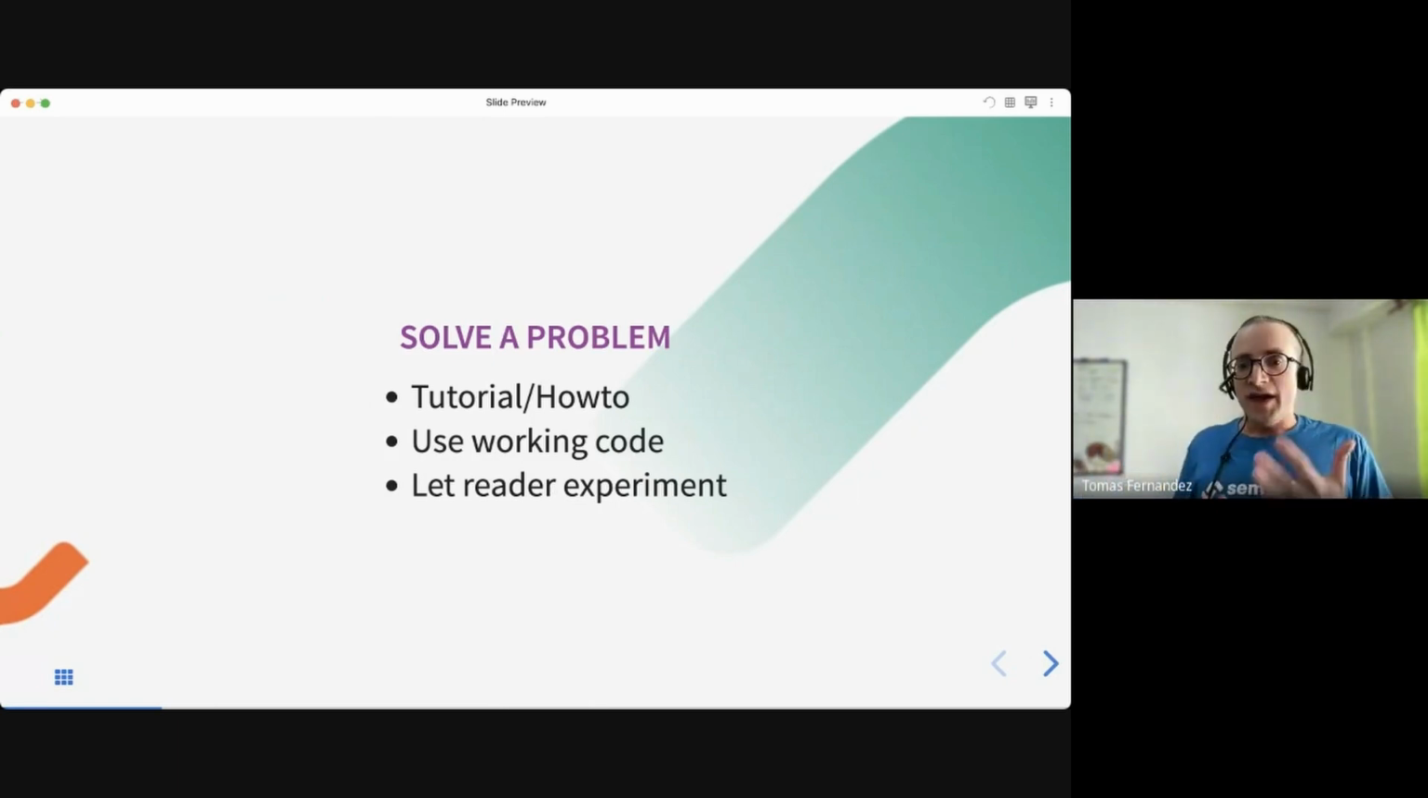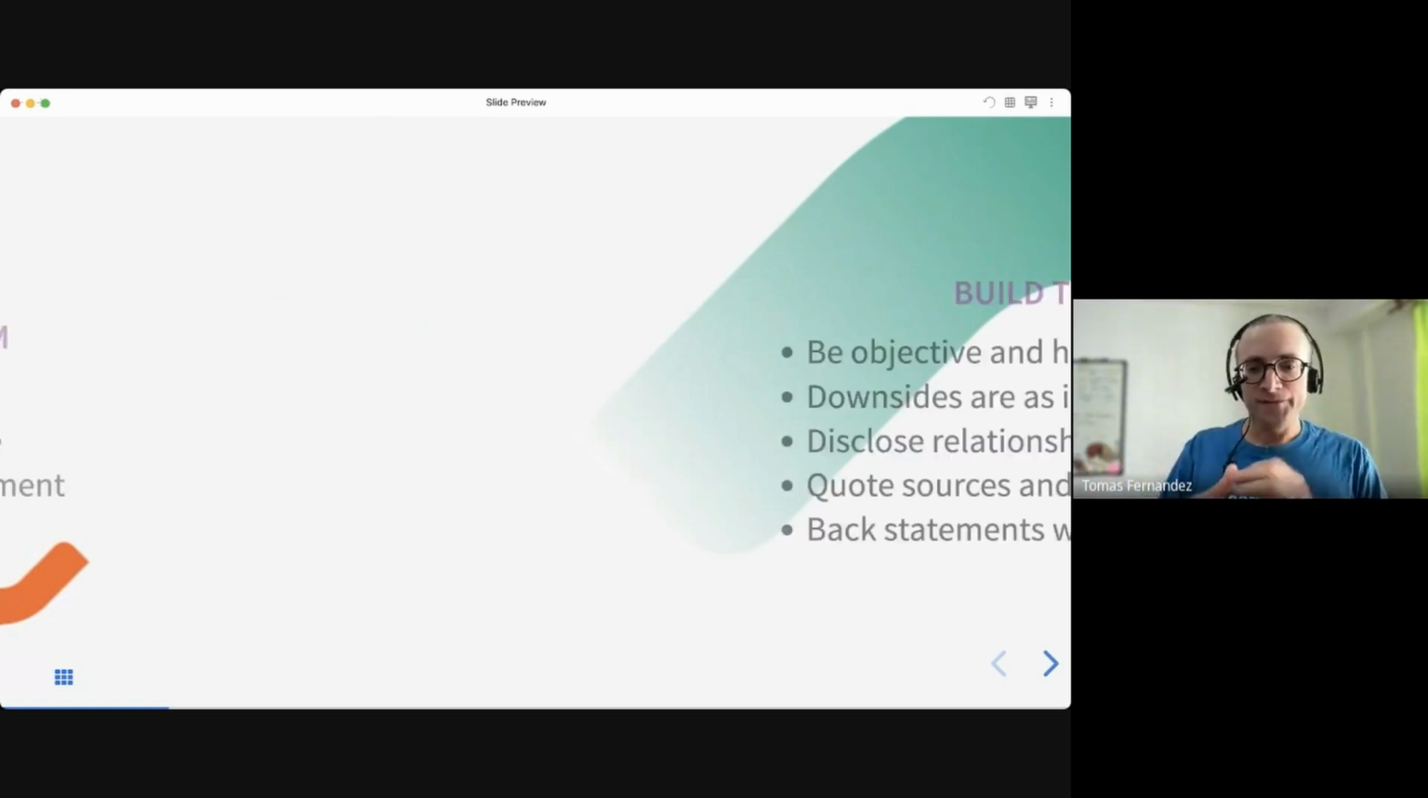So the way of increasing value is giving them something of value that helps them to do something. In that way, giving readers something to play with, like working code or a repository or a Gitpod or some fiddle, something that they can play with, is also great.